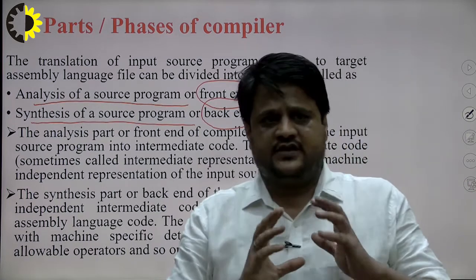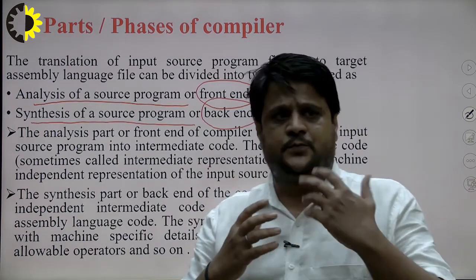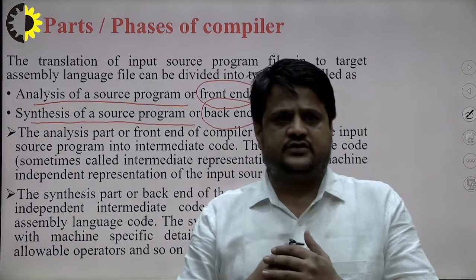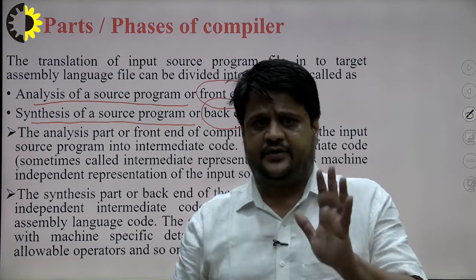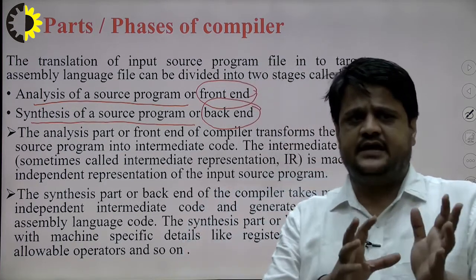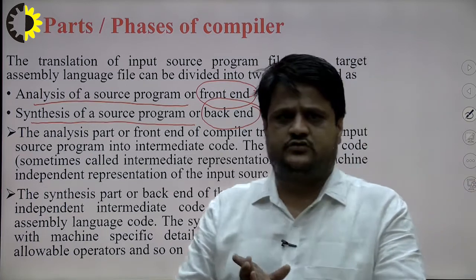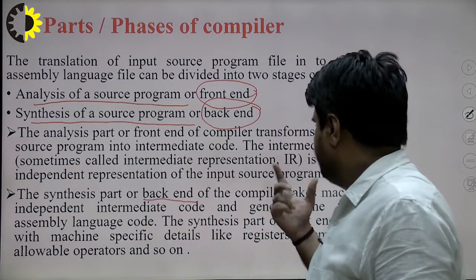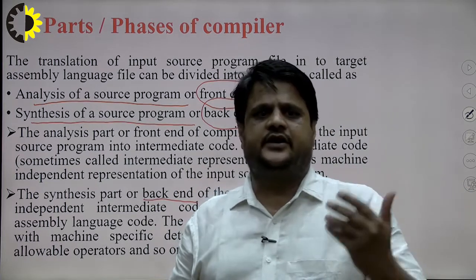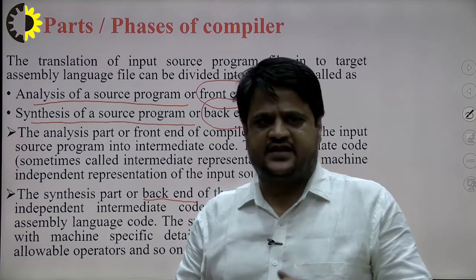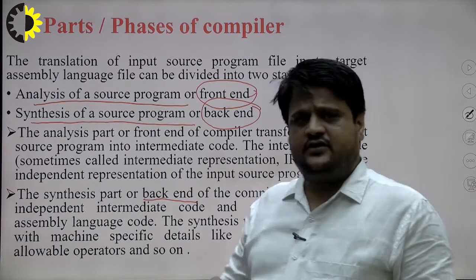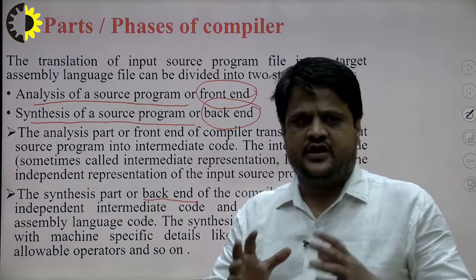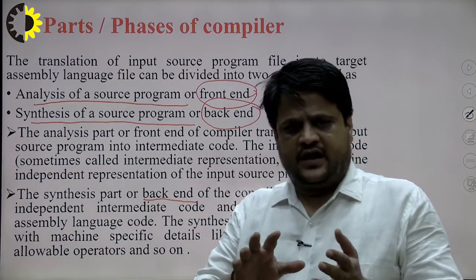So the analysis part, or the front end of the compiler, transforms the input source program into the intermediate code. Basically, the intermediate code, sometimes called the IR, intermediate representation, is a machine independent representation of the source program, right? The synthesis part, or the back end of a compiler, takes the machine independent intermediate code and generates the target assembly code, right? The synthesis part, or the back end, deals with machine specific details like registers, number of allowable operators, and so on, right?